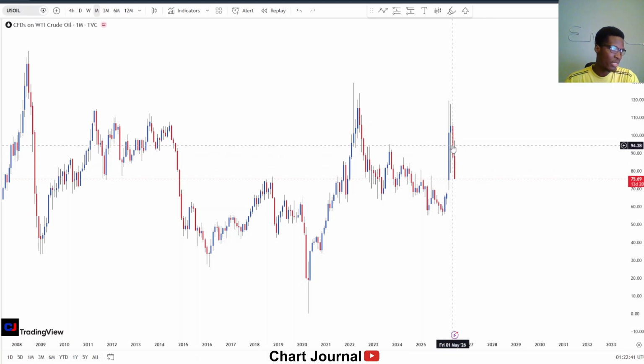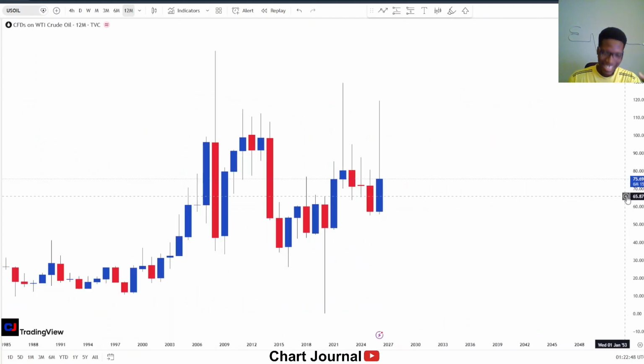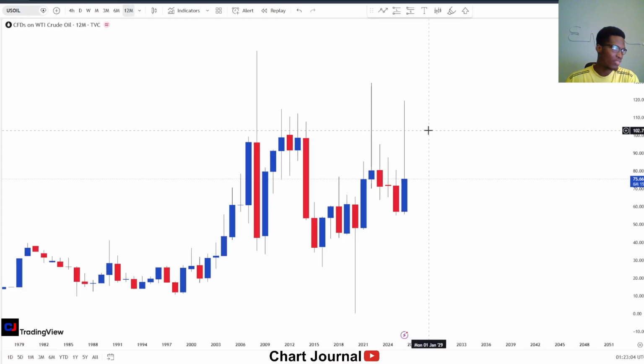The next candle is the previous month. Once I click 12 months, it means one candle is 12 months, meaning one candle is 1 year. So this is a yearly candle for US oil or crude oil. This is the yearly candle for 2026. So we opened here. We are now here. This is for 2025. This is for 2024. So depending on the timeline I use, you will see how long the candle takes to close.